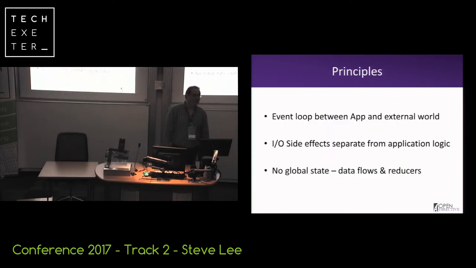Okay, so what are the principles? Well, there's a simple event loop between the application and the outside world. That's the first thing. I'm going to show a picture in a minute. The I/O side effects, this is the architectural level side effects, not functional side effects, are completely separate in the code from the application logic. And that brings lots of advantages, especially around the sort of bugs that you often get. And there's no global state. All there is really is data flows, and we have reducer functions, which I'll cover a bit more. There is effectively a global atom, but it isn't global state which you modify from anywhere. You go through what we'll see in a minute.